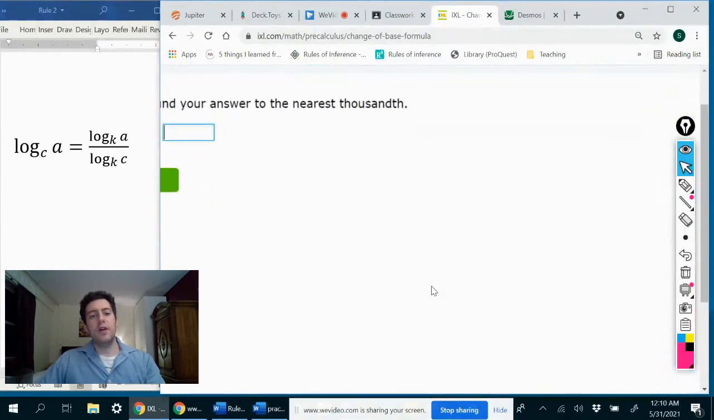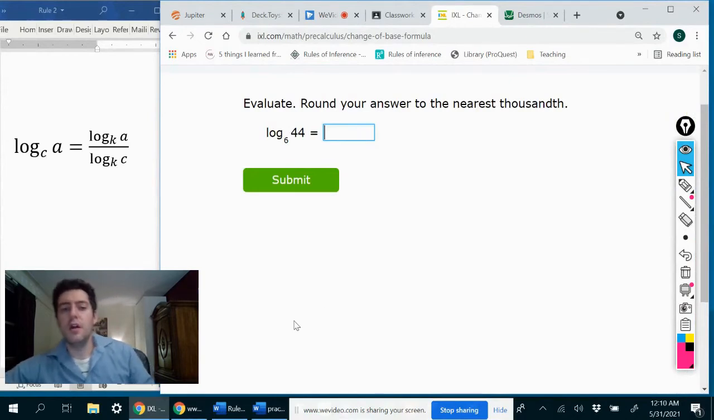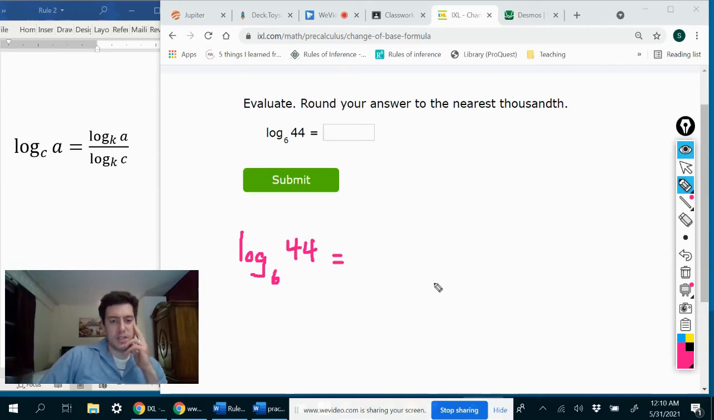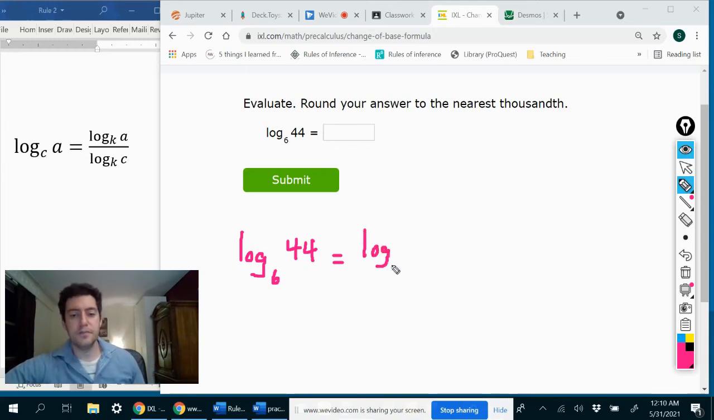Okay, evaluate, round your answer to the nearest thousandth. So we're going to actually have to evaluate this, not just write log of something over the log of something. So we could use the change of base. I said in another video that if you're using the change of base formula, it's a good idea when you're choosing what you want k to be to pick a convenient number.